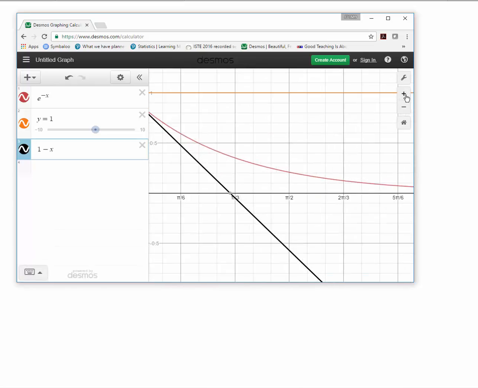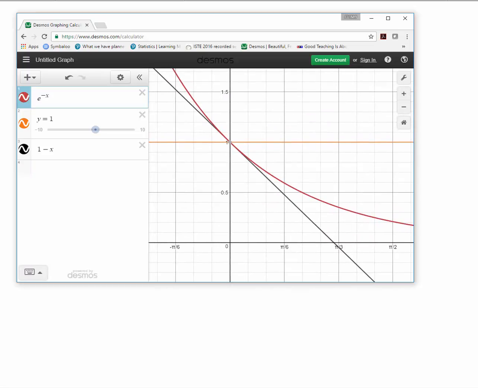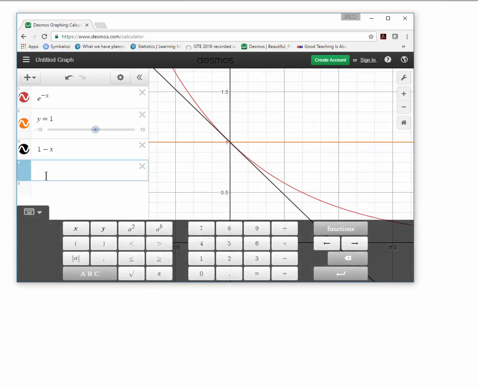So let's kind of blow this up a little bit. See how this orange line is good at estimating right here, but it's not very good at anything close by. So 1 minus x definitely does a better job of estimating this red line right here at 0 than the orange line. Let's go ahead and look at a 2nd degree. Now remember, this is a 1st degree because the power is 1. Let's look at a 2nd degree.